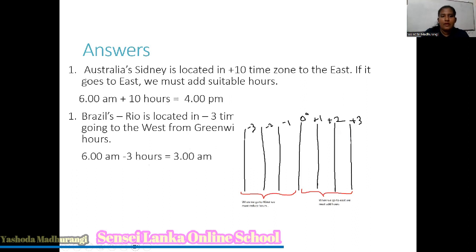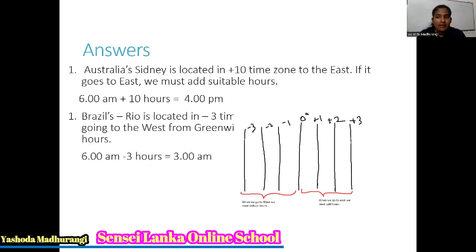Look at the answers. Australia, Sydney is located in the +10 time zone towards the east. So from the Greenwich line, Australia is towards the east. We have to add the number of hours. If it is 6 a.m. in Greenwich, we have to add 10 hours because it is in the east. To the east, we have to add. It is 4 p.m.